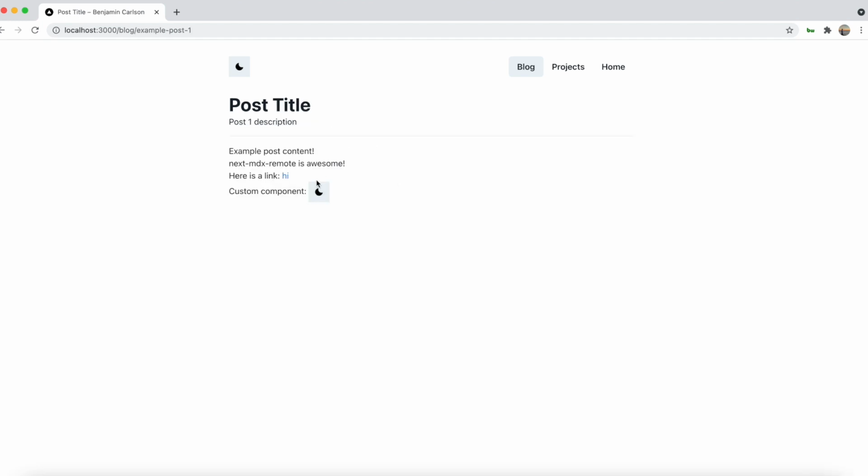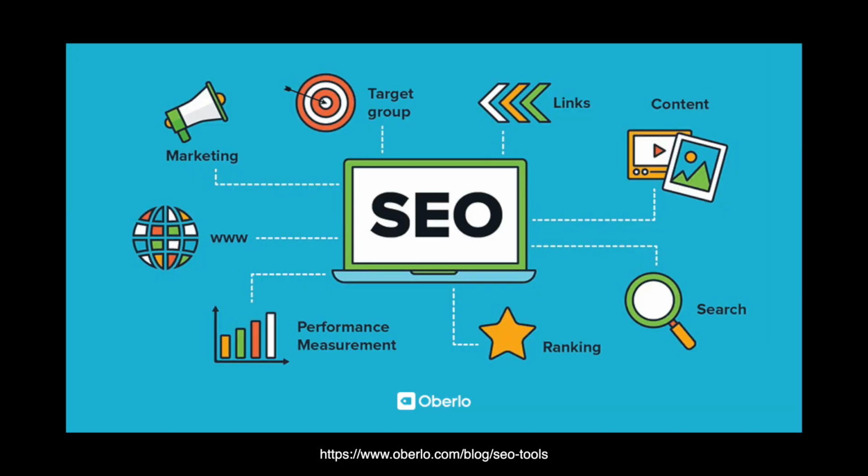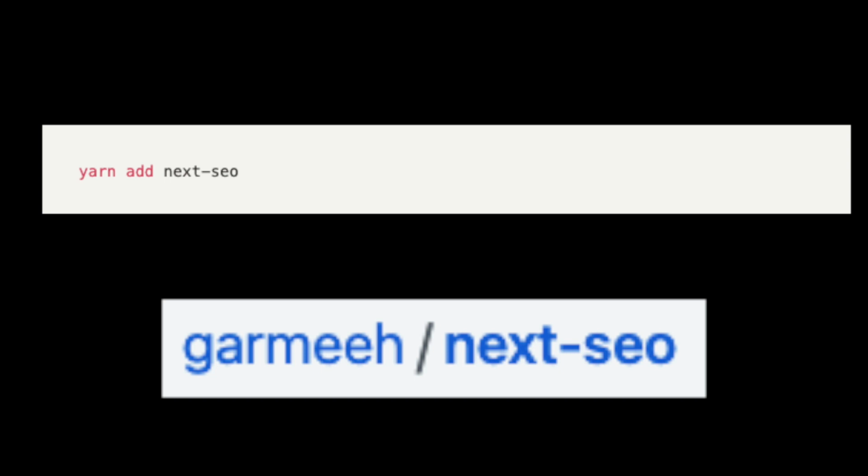At this point, we have a simple developer portfolio with a home page, a projects page, a blog page, and a blog index page. Now, if nobody can find the site, it doesn't do us any good. So to make this site rank well in Google, we need to add SEO. We can do that inside of Next.js by using the package Next SEO.